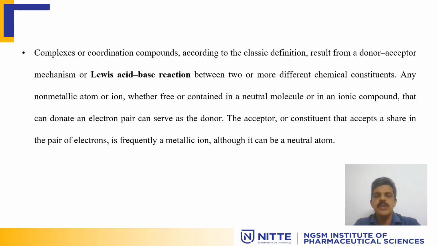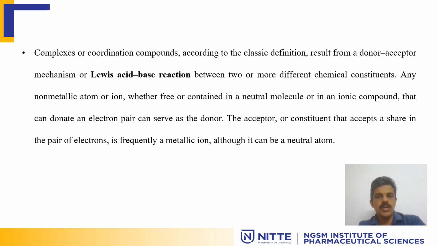The same mechanisms. So according to Lewis acid-base reactions, a non-metallic atom or non-metallic ion can act as an electron donor and a metal ion will act as an electron acceptor. So any non-metallic atom or ion, whether it is free or contained in a neutral molecule or an ionic compound, that can donate the electron pair can serve as a donor. So the same phenomenon can be explained on the basis of Lewis acid-base reactions.